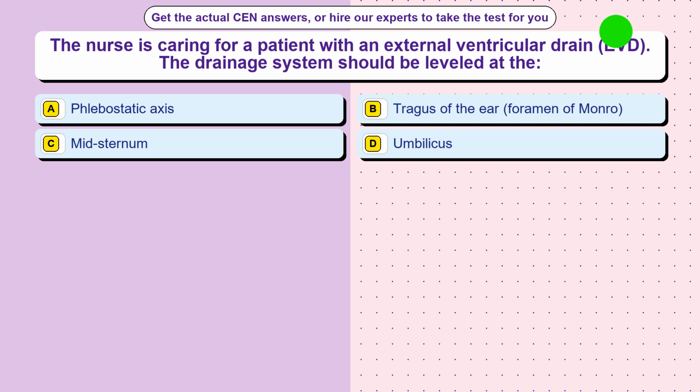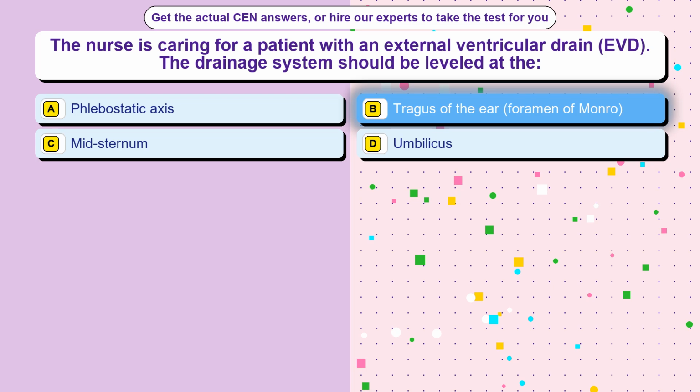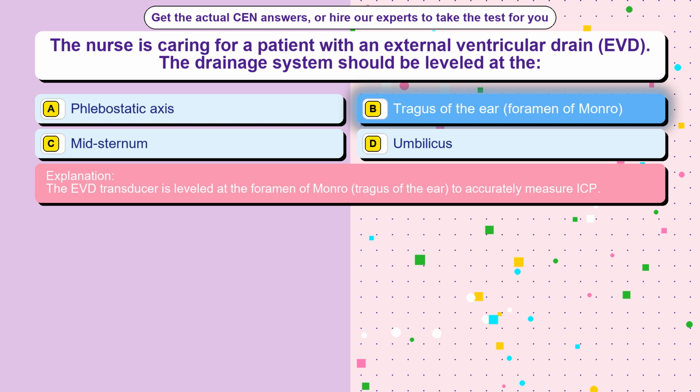Question 97. The nurse is caring for a patient with an external ventricular drain, EVD. The drainage system should be leveled at option A, phlebostatic axis, option B, tragus of the ear, foramen of Monro, option C, midsternum, option D, umbilicus. The correct answer is option B, tragus of the ear, foramen of Monro. The EVD transducer is leveled at the foramen of Monro, tragus of the ear, to accurately measure ICP.